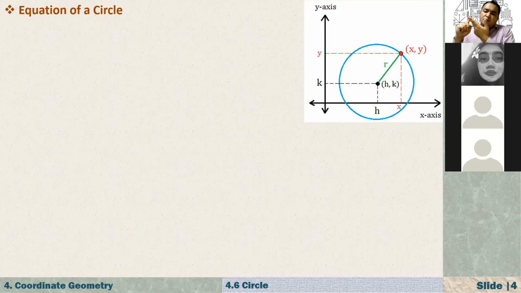If you don't have these two pieces of information, we cannot talk about the circle, right? We need to know its center, and number two, we need to know its radius. After that, we can talk about this circle. So assume that we are given the center of the circle, that is (h, k), and suppose that we are going to draw a circle whose radius is r.